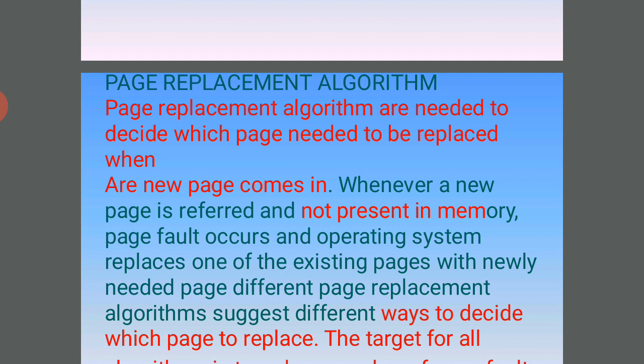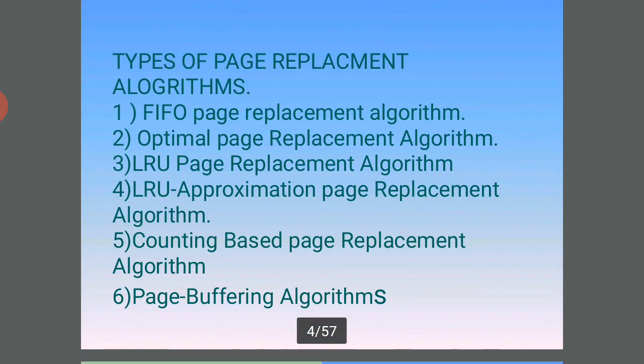Here are the types of page replacement algorithms. The first one is the FIFO page replacement algorithm, then the optimal page replacement algorithm, the LRU page replacement algorithm, the LRU approximation page replacement algorithm, the counting based page replacement algorithm, and the page buffering algorithm.